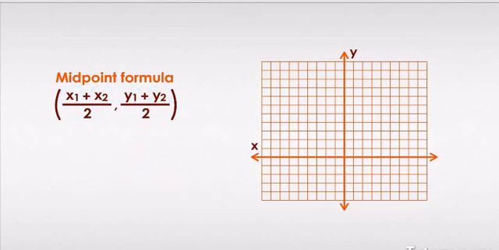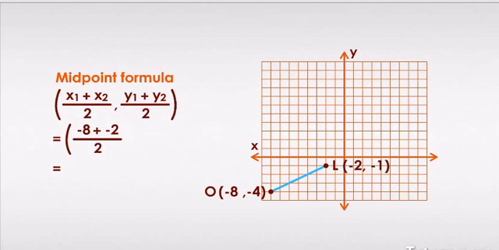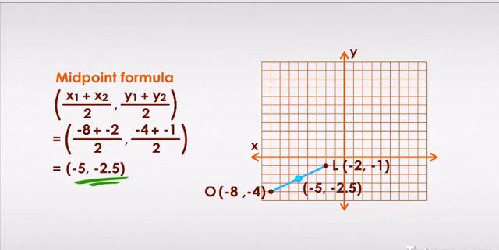The midpoint formula works with line segments in all quadrants. Suppose you had this: point L at -2, -1, and point O at -8, -4. Plug in the endpoints, being careful with the negative numbers, and you get -5. Then plug in to find y, and you get -2.5. This put our midpoint at -5, -2.5.